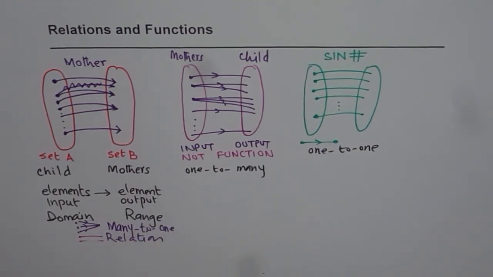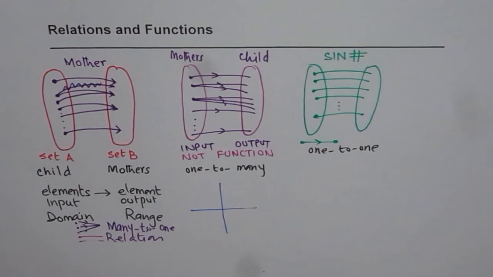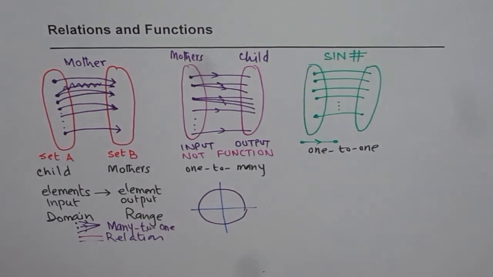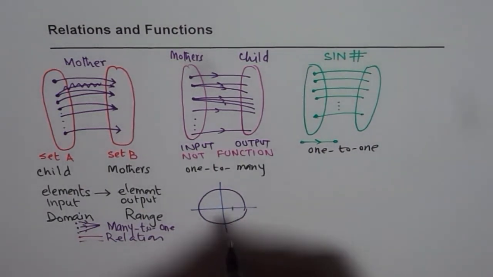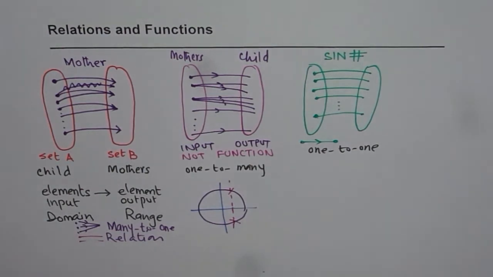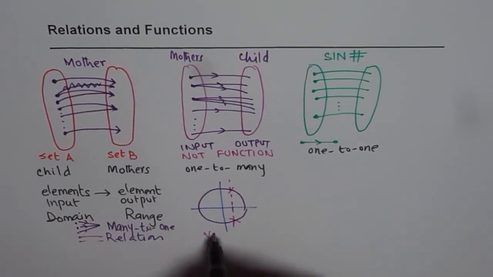As far as functions are concerned, I showed you with the help of a mapping diagram. We'll further explore how to distinguish between a relation and a function if it is given in different forms. One of them is a graph. On a graph, if I have a relation which looks like this, then as you can see, for a value of x we have two values of y. That is to say, if I draw a vertical line, it intersects at 2 points. So that relation is not a function.